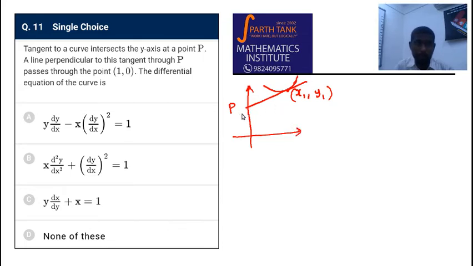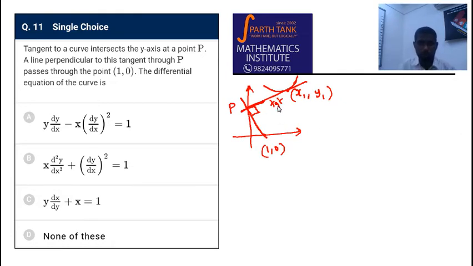A line perpendicular to this tangent, so this tangent, a line perpendicular to this, drawn through P. So we have a line from here perpendicular to this tangent. Okay. So this is the tangent and this is the line we are talking about. This line passes through 1, 0. Then the differential equation is what?